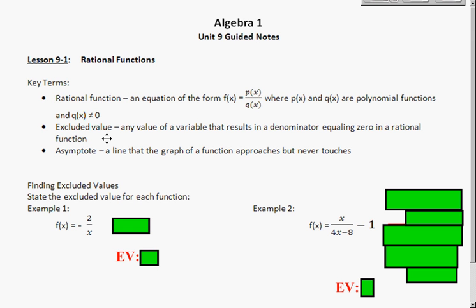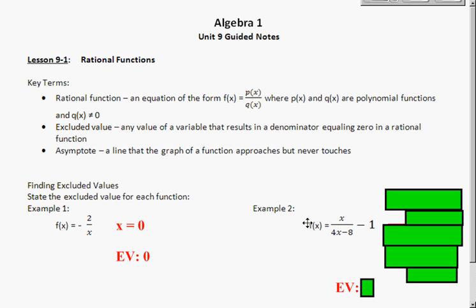Remember, in order to find the excluded value, you want to set your denominator equal to 0. So if we look at this first example, here's x. If we set x equal to 0, the equation is basically solved. That is stating that x cannot be 0, because if you put 0 in for it, you would have -2 divided by 0, and if you checked that on your calculator, you would get a divide by 0 error. So in this case, the only excluded value is 0. So 0 cannot be used for x.